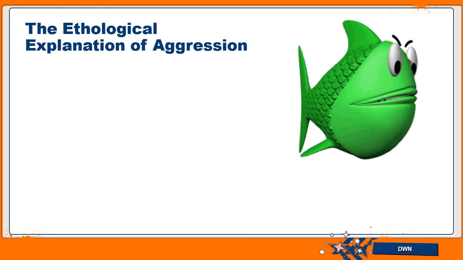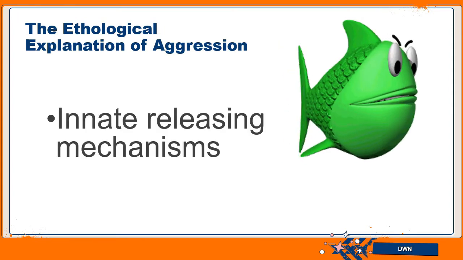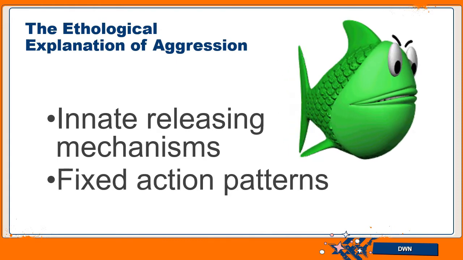In terms of the ethological explanation of aggression, there are two key points that you need to know, and that's what I'm going to ask you to make notes on from this video. Feel free to pause the video at any point, give you time to write stuff down. The two things that you need to know are the role of innate releasing mechanisms, or IRMs, and the role of fixed action patterns, or FAPs.